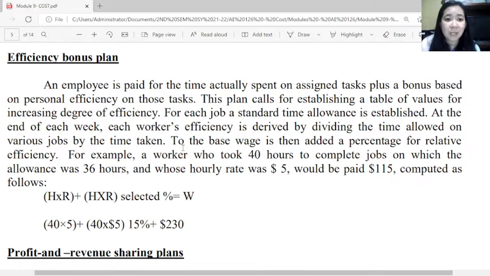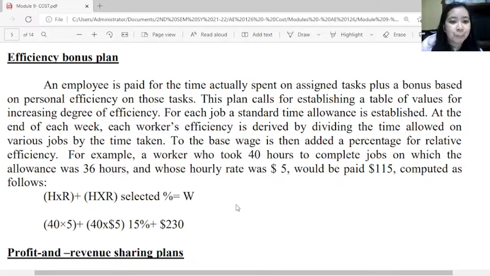The next is the efficiency bonus plan. An employee is paid for the time actually spent on the assigned task, and then we add a bonus based on personal efficiency on those tasks. This calls for establishing a table of values for increasing degrees of efficiency. For each job, there is a standard time allotted, and at the end of each week, each worker's efficiency will be determined by dividing the time allowed for the various jobs by the time taken by the employee in finishing the job.